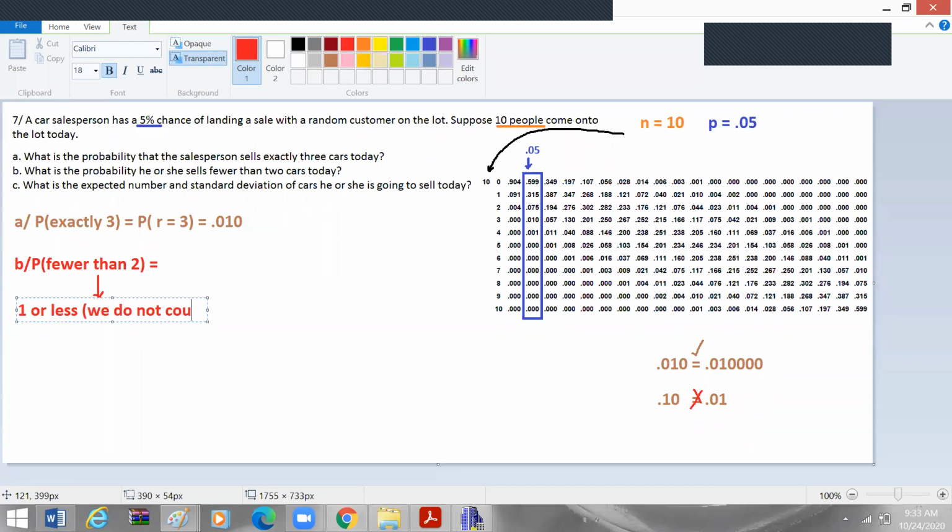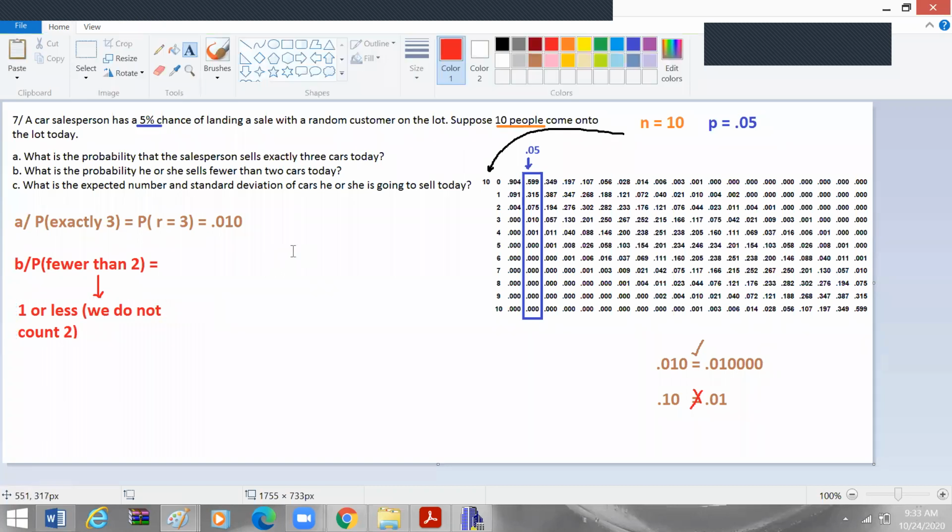This is the hardest part of chapter 6, and it's actually not about reading the chart. Sometimes we just need to understand a keyword. The keyword here is fewer than 2. Exactly 3 was easy, so just look at r equal to 3 and you get the answer correctly. But if you ask what is fewer than 2, you have to think about whether we should count 2 or not. When I have the keyword fewer than 2, we do not count 2. We just count 0 and 1.